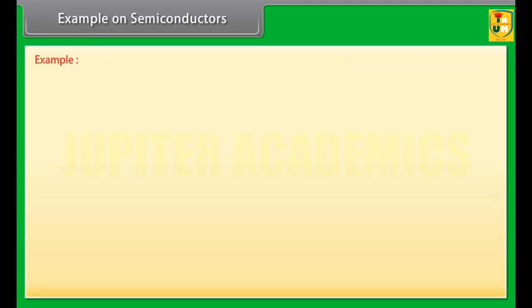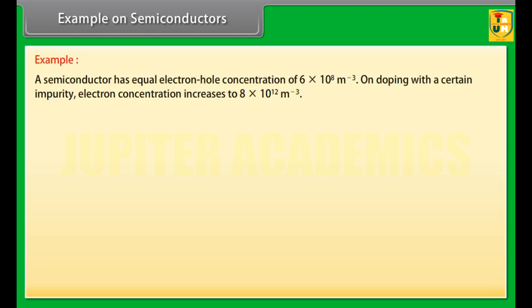Let's take an example on semiconductors. A semiconductor has equal electron-hole concentration of 6 × 10^8 per meter cube. On doping with a certain impurity, electron concentration increases to 8 × 10^12 per meter cube.